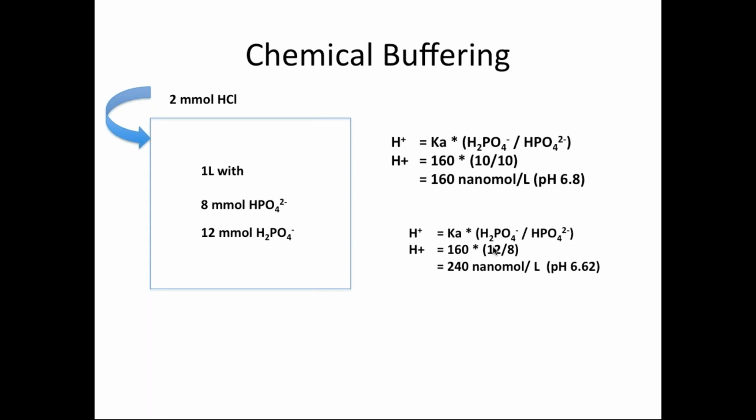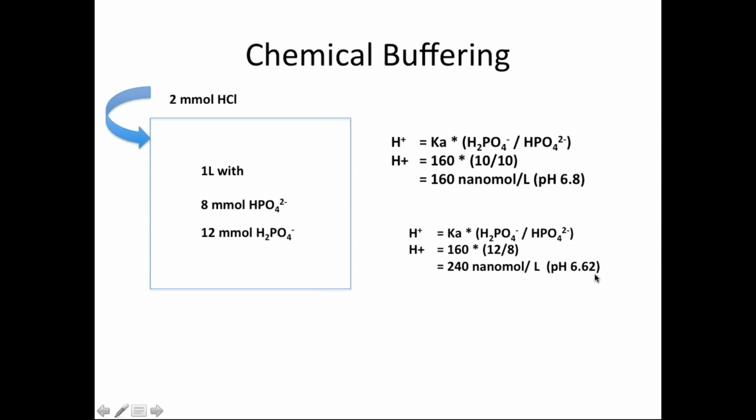Yes. Oh, sorry. So the hydrogen ion concentration would be 160 multiplied by 12 by 8, and that will be 240 nanomoles per liter. And 240 nanomoles would be a pH of 6.62.